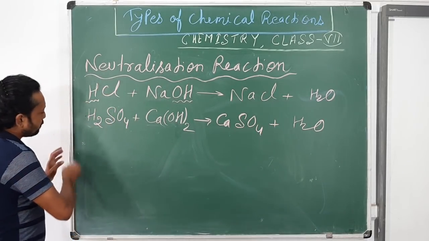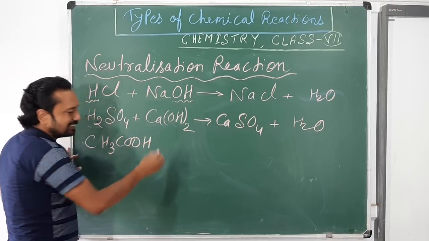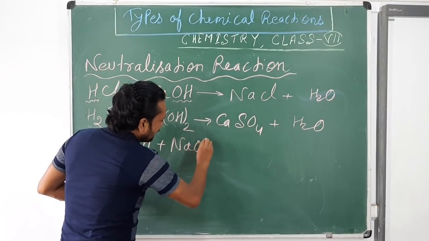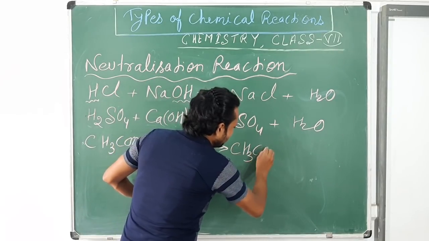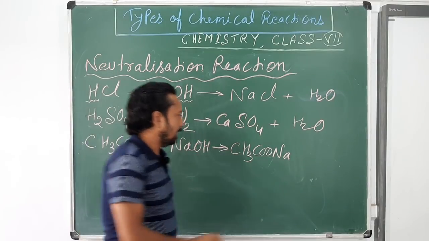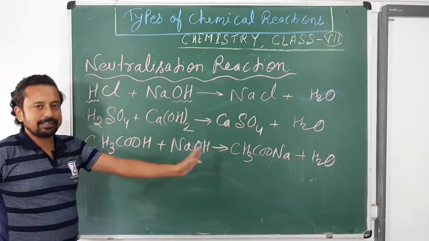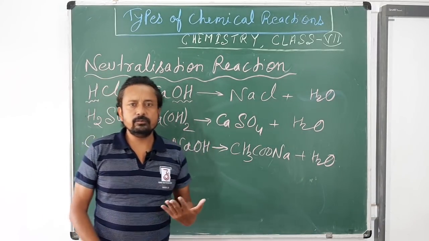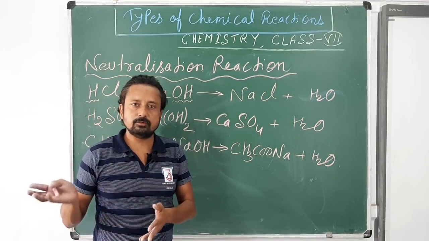Another example, if we use CH3COOH, which is acetic acid, also called vinegar, and this one reacts with sodium hydroxide, then it forms CH3COONa, which is sodium acetate, and also forms water here. So this one is also an example of a neutralization reaction. So neutralization always means the formation of neutral salt and water by mixing one acid with one base.